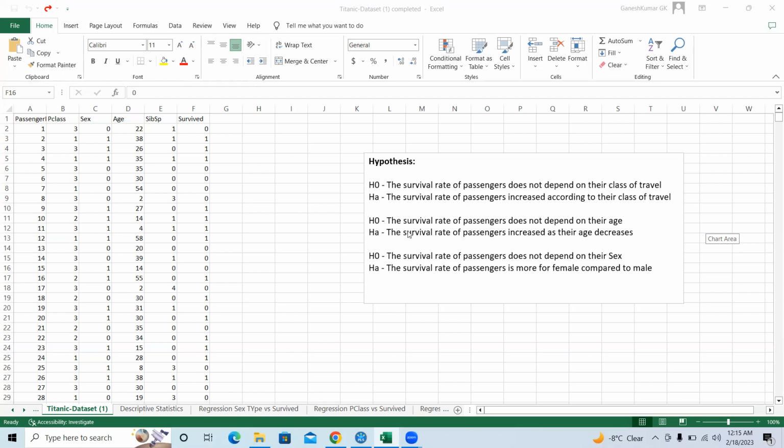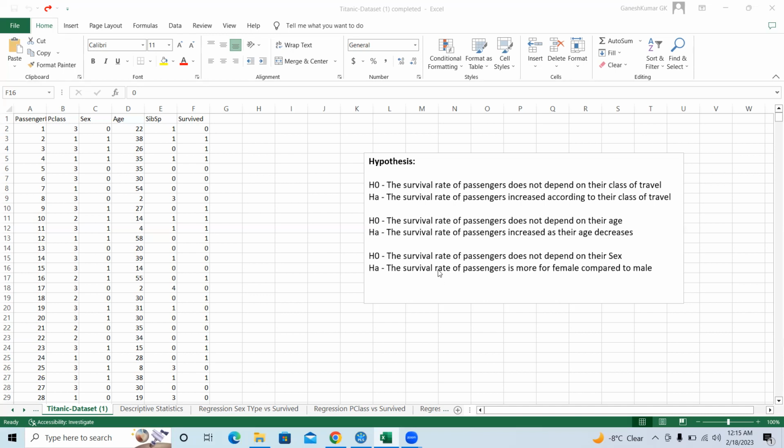My second hypothesis is that the survival rate of passengers does not depend on their age, which is my null hypothesis. My alternate hypothesis is that the survival rate of passengers increases as their age decreases. So as passengers get older, the rate of survival is less. The younger passengers tend to survive more on the sinking of the ship.